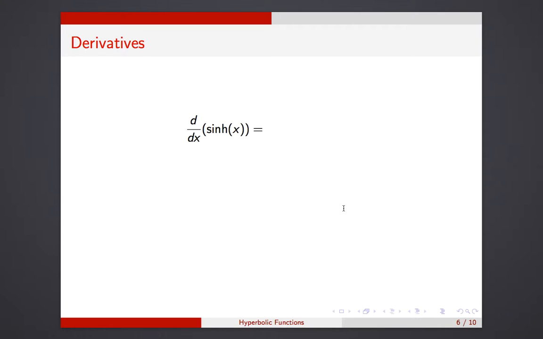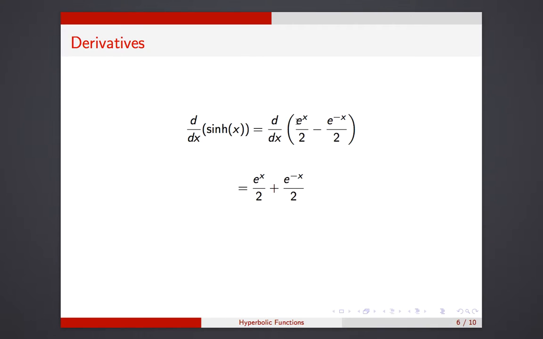But since we're not in class, and since I can't force you to do anything through the computer screen, let me just show you how that goes. So sinh is just defined like this. The derivative of sinh is the derivative of e to the x over 2 minus e to the negative x over 2. And these are perfectly friendly guys to differentiate.